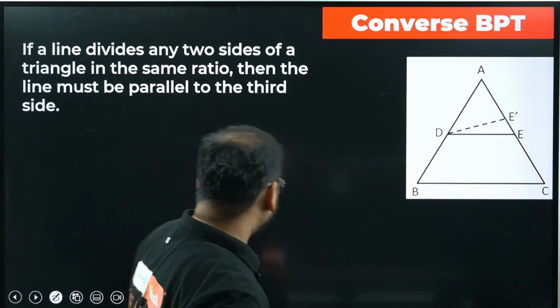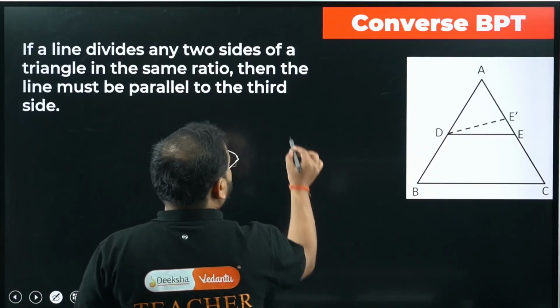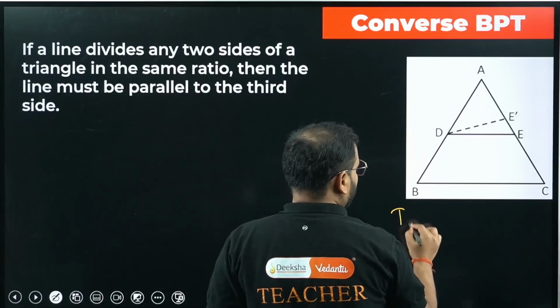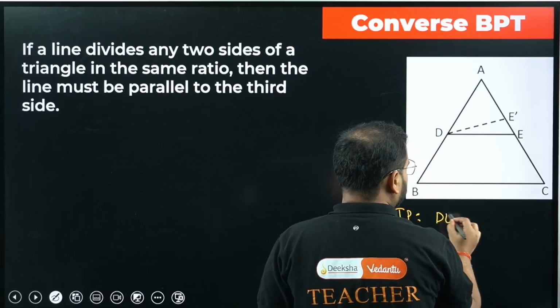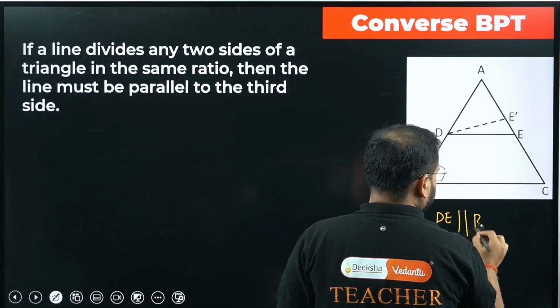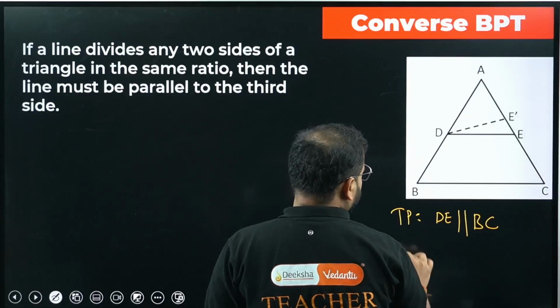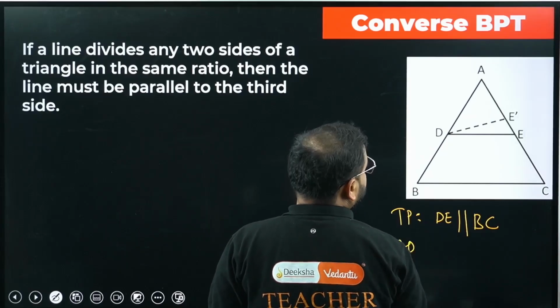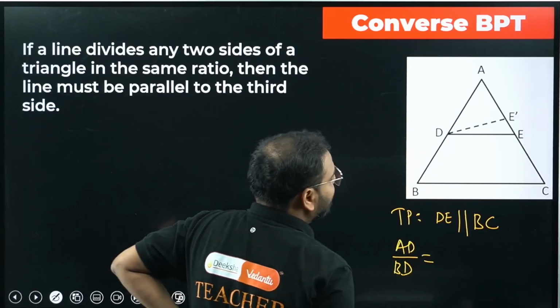So with that, I'm going to write our statement to prove. Please have a look. What's our statement to prove? To prove is DE is parallel to BC. Great. One more thing was the given condition. The given condition is AD by BD equals AE by EC.